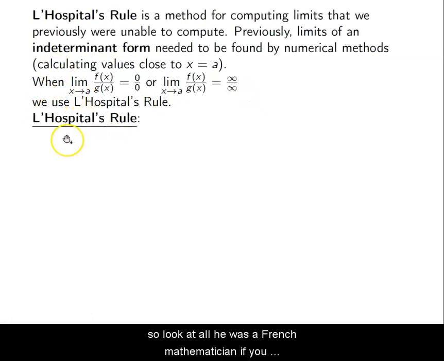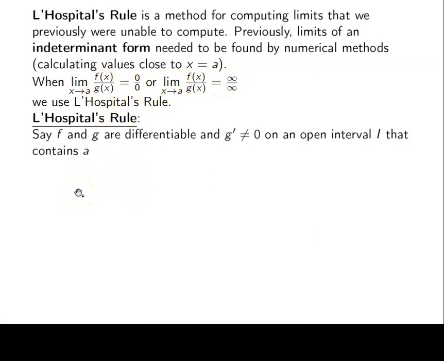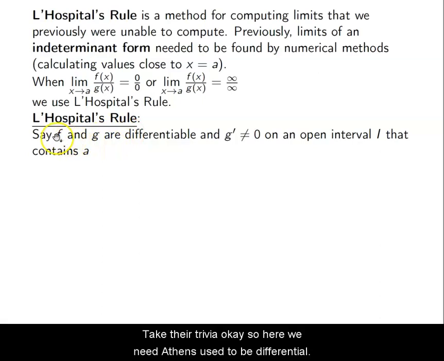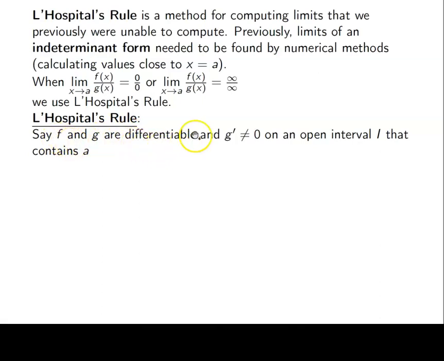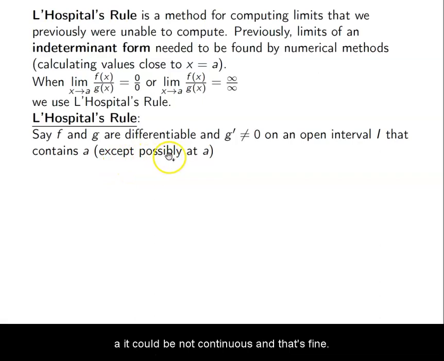Okay. So L'Hopital was a French mathematician, if you can't tell by his name. His method for approaching difficult limits was to take their derivatives. So here we need f and g to be differentiable. We need the derivative of g, our bottom function, to not be 0 on my interval that contains a. The derivative needs to be continuous on that interval. At the point a, it could be not continuous, and that's fine.